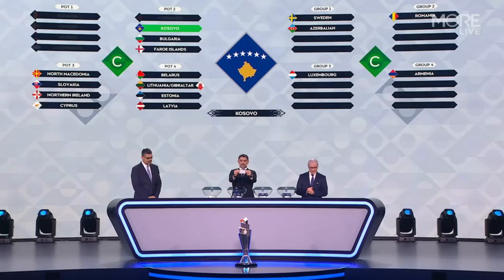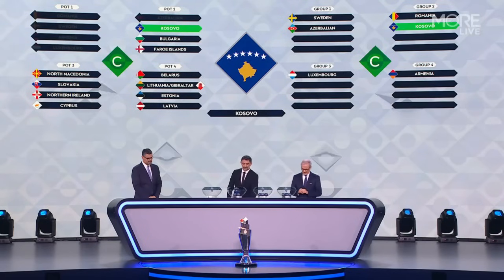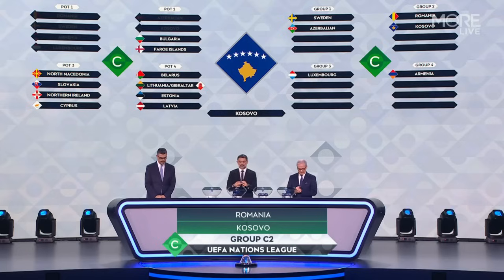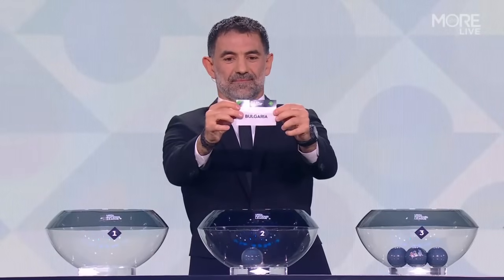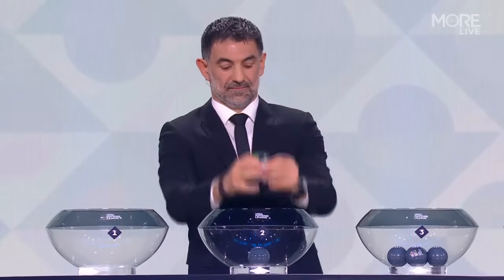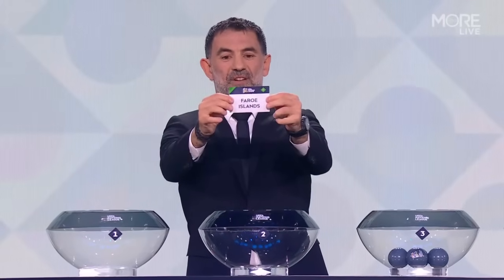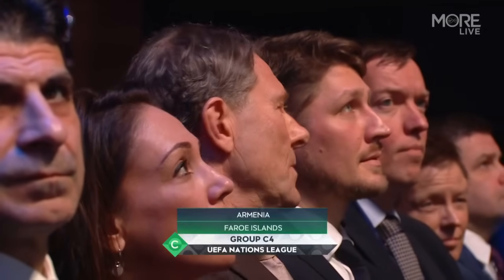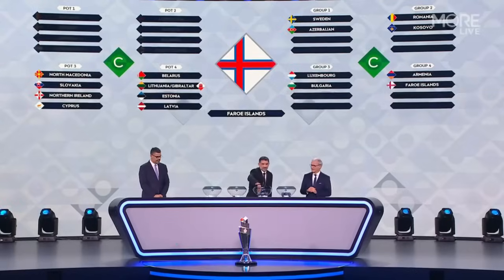Kosovo is joining Group C2 together with Romania. Also, Kosovo is at its third successive participation in League C. Bulgaria. C3 for Bulgaria against Luxembourg. Second successive time for Bulgaria in League C. Second behind Georgia in 22-23. Faroe Islands. And to finish with the second pot, we have Faroe Islands, and the Faroe Islands will, of course, go into Group C4, where they find Armenia.